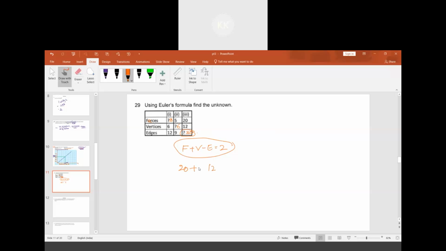F plus V minus E equals 2: 20 plus 12 minus E equals 2. The sum of these two is 32, and your friends have written 22 instead of 32. Around 6 papers I have seen like that. This E should be transposed to the right side. It becomes positive E. The 2 goes to the left side, 32 minus 2. We get 30.